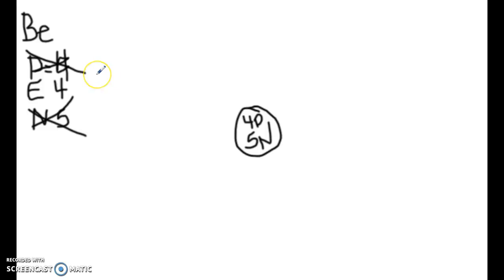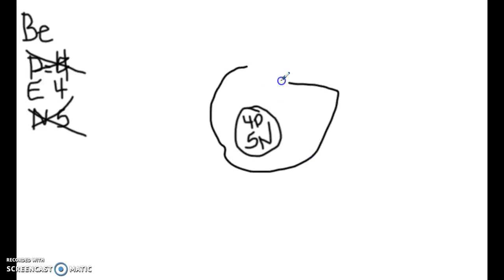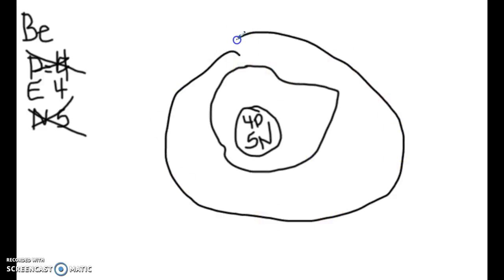So look at beryllium to see what row it's in, to see how many energy levels it should have. And it should have 2. So we're going to draw 2 circles, and I have 4 electrons to place. So I'm going to put my 4 there so I keep up with it.